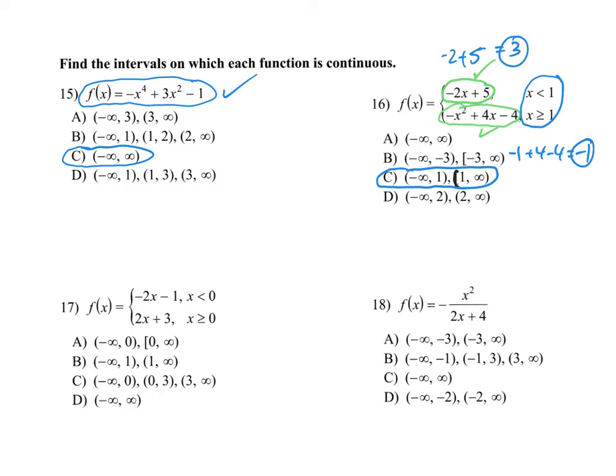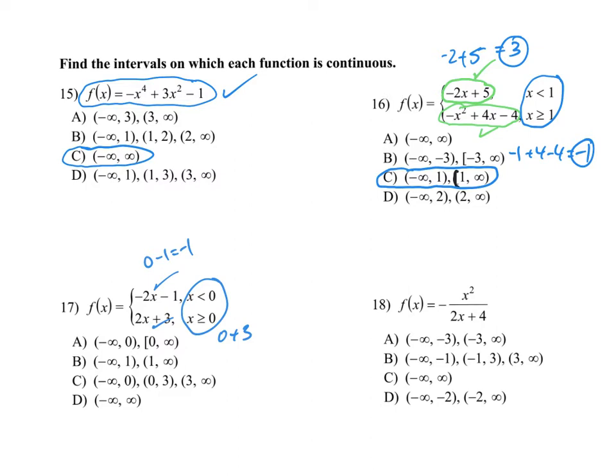Okay, let's take a look at 17. 17 again is piecewise. The linear expressions are continuous. So the only interesting point is 0. If I plug 0 in on top, I get 0 minus 1, which is negative 1. If I plug 0 in on bottom, I get 0 plus 3. That means there's a jump there. This is discontinuous. It's discontinuous at 0.